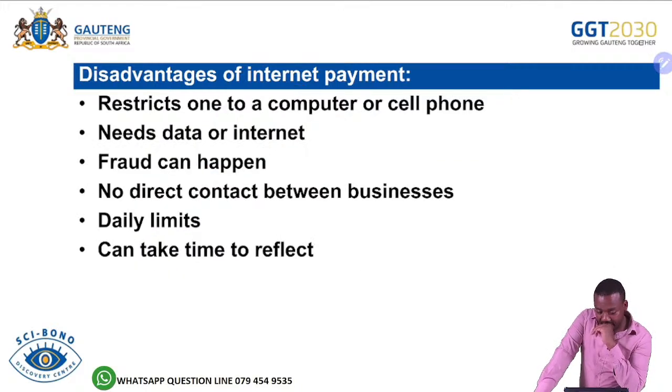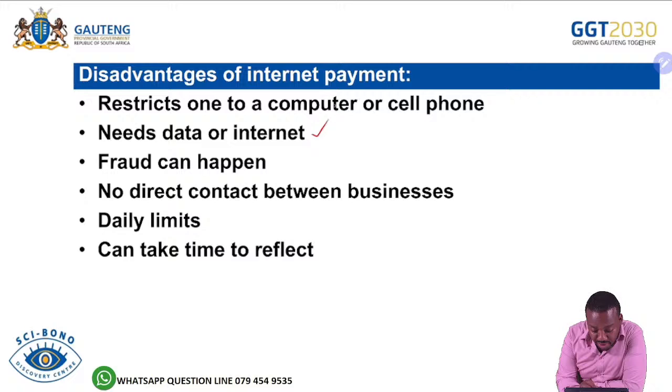Disadvantages of internet payment. It restricts one to a computer or a cell phone. Obviously, for you to make this payment, you need to have access to a computer or a cell phone. For internet payment, you need data or the internet. Again, it's a bit of a repetition of what we had been discussing with online payment. So that is a disadvantage. Fraud can happen. A person may have access to your account if you do not log out. So this is where fraud can happen, and you will not know how to trace it.